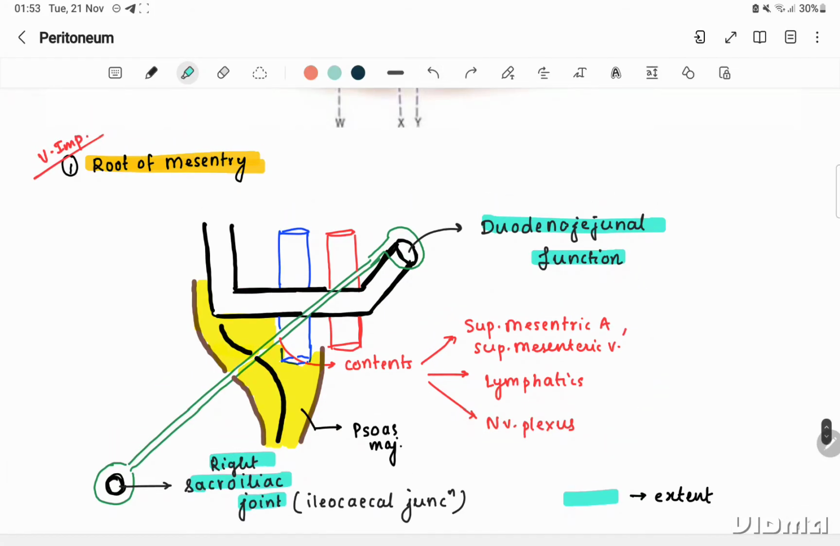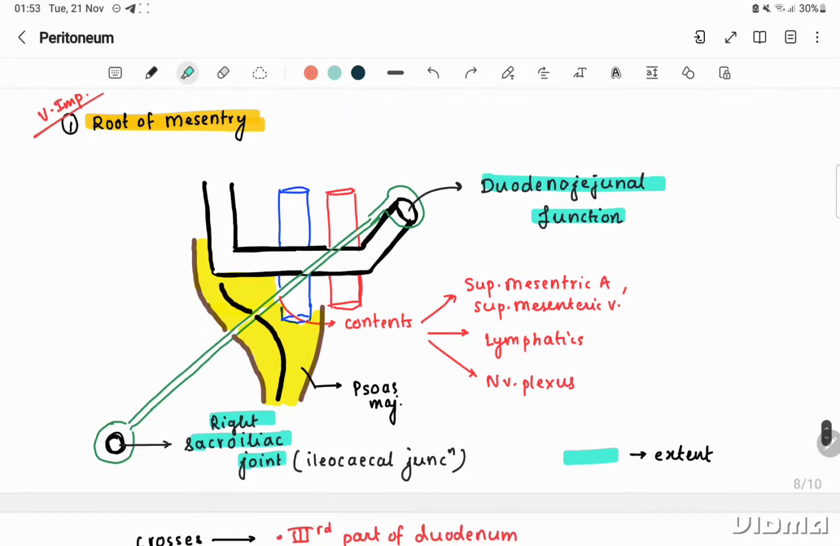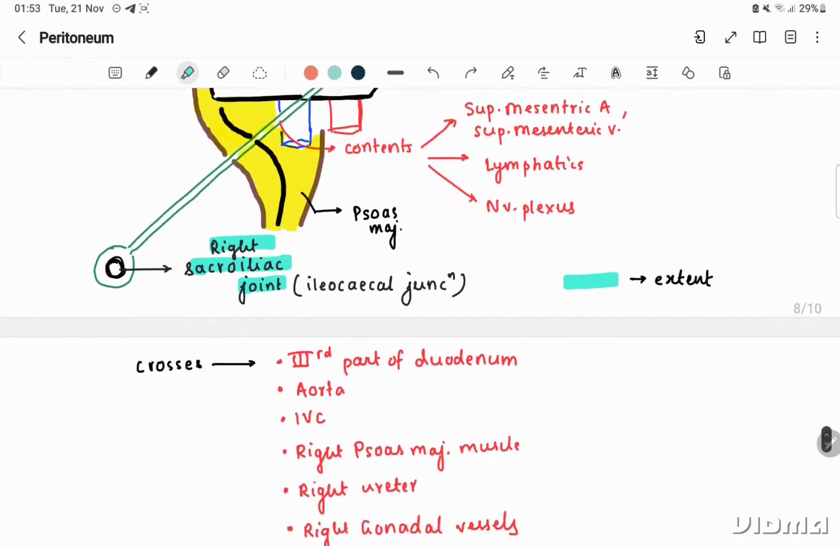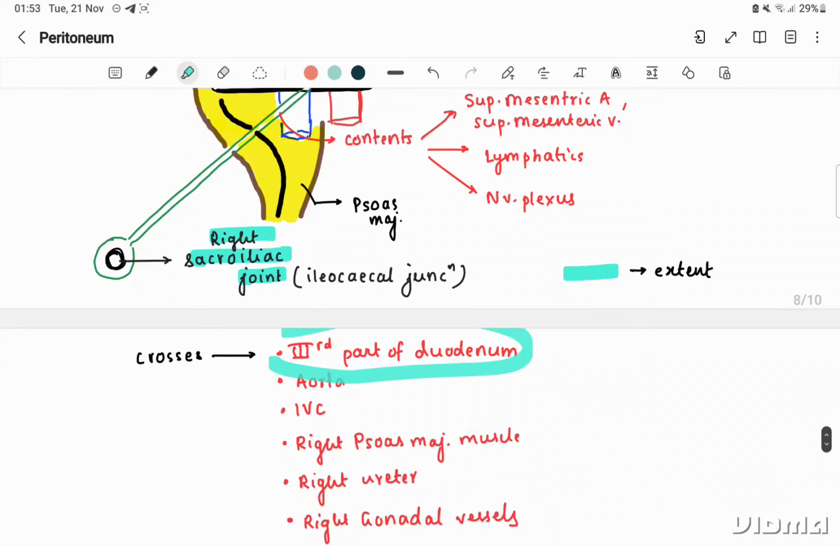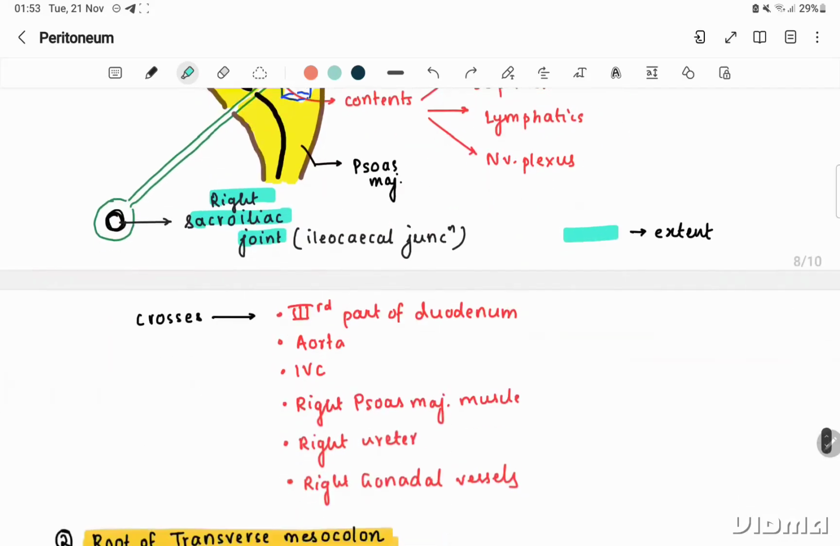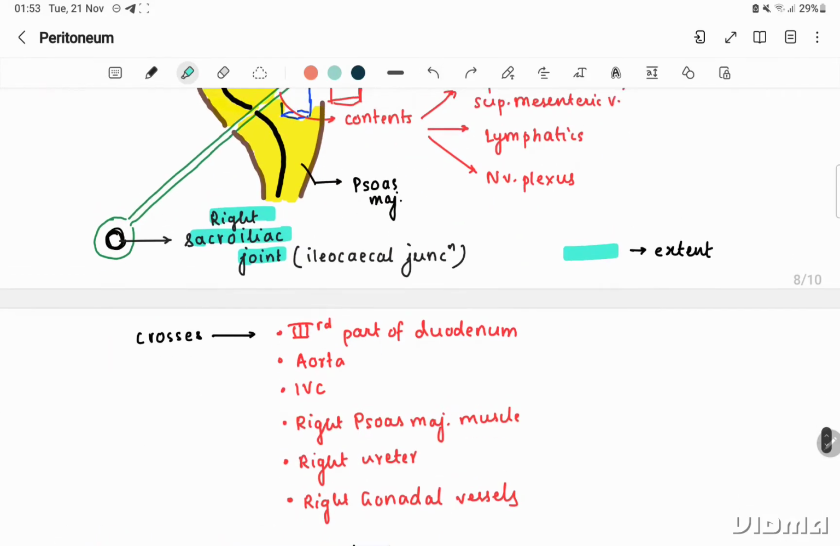Okay, and talking about this duodenum part, you have a muscle, the psoas major, that will be present lying over this region. So it crosses the third part of the duodenum. This is the third part of the duodenum, over which it crosses. It crosses the aorta and your inferior vena cava.